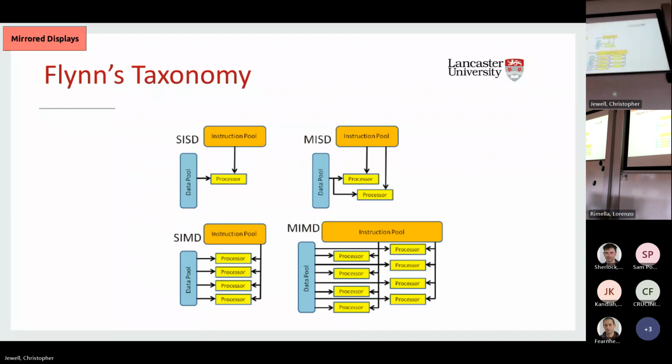Okay. So any questions about that taxonomy before I go on? Has anybody heard these taxonomies before? Sort of, yeah, floating around in there. Yeah. Okay, cool.